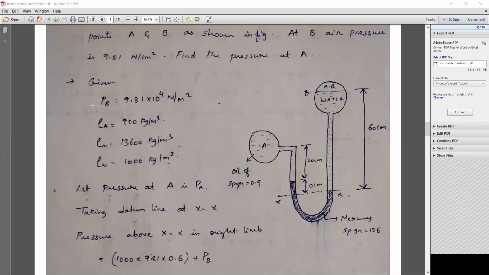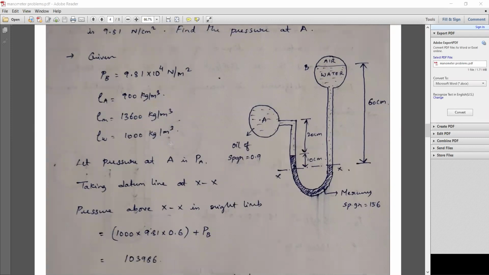Please take the value 9.81 into 10 power 4. Substitute the value of PB also here. Then tell me the value, how much are you getting? 103,986, sir. 103,986 Newton per meter square.